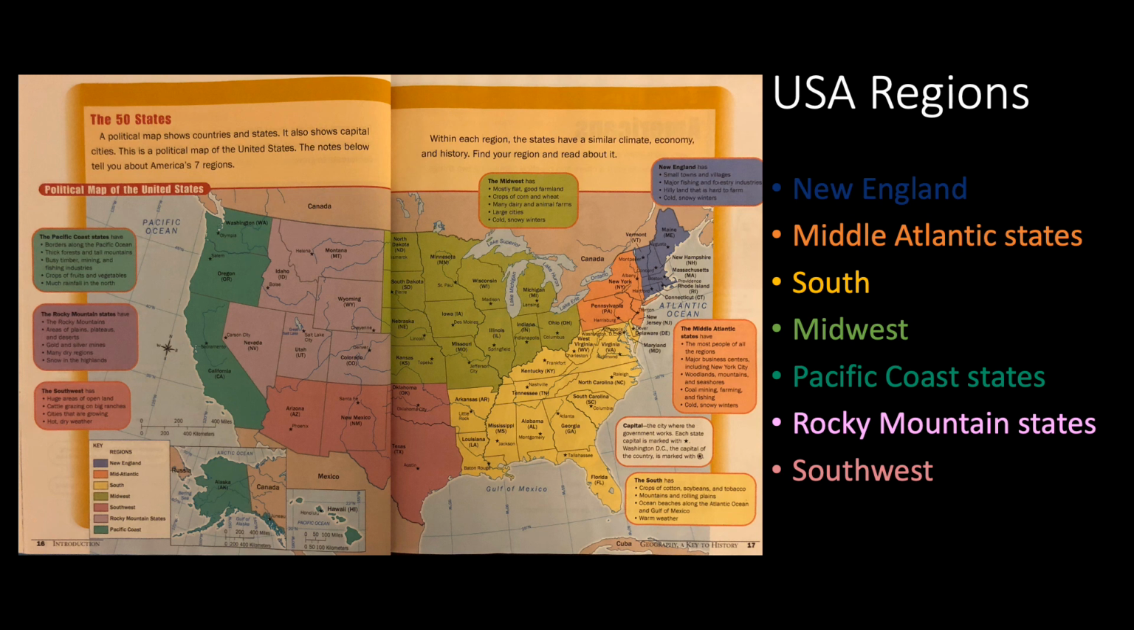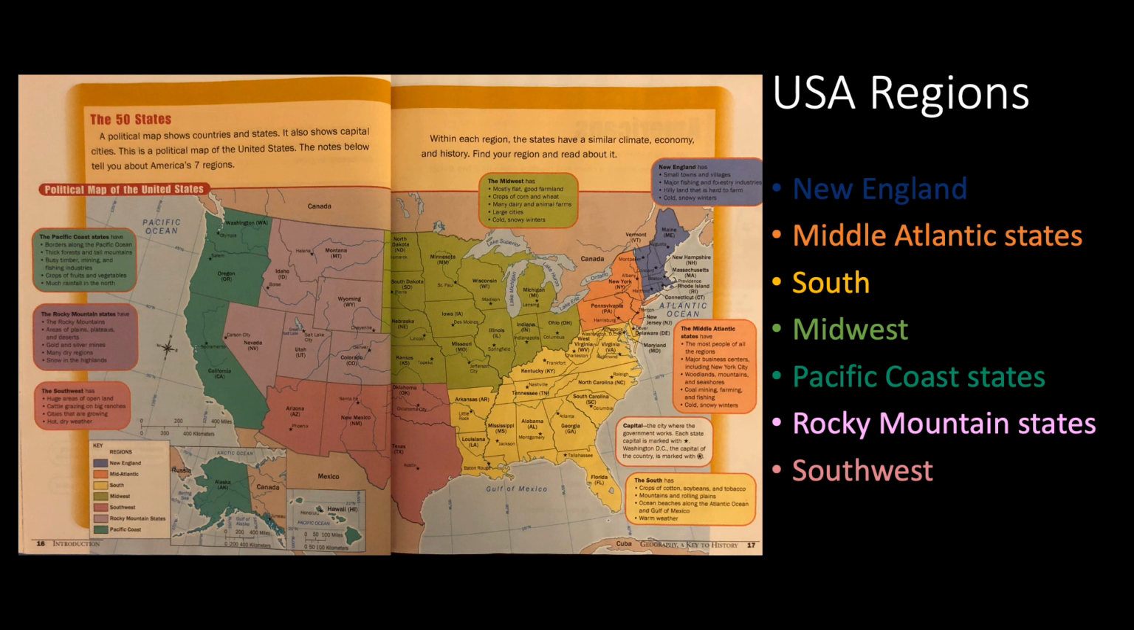The next region is the Middle Atlantic states, which are down here, this orange one. The Middle Atlantic states have the most people of all of the regions, even though it's really small on the map. There's major business centers like New York City, which is right over here, where the little dot is. They have woodlands, kind of like New England, but lots of mountains and seashores. Outside of New York City, like in Pennsylvania and New York especially, they have coal mining and farming, and then there's some fishing on the coast, and they also have cold, snowy winters. The capital right here, that's not one of our regions, but that's Washington, D.C.